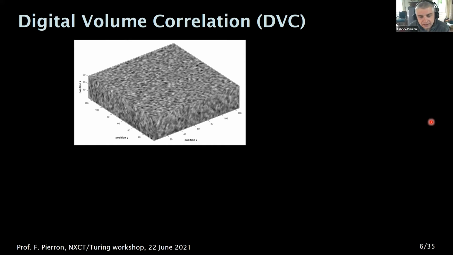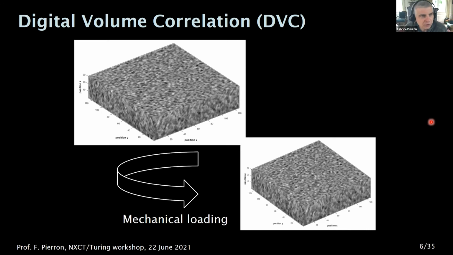And in the late 90s, researchers came up with an extension of a technique called digital image correlation that tracks movements at the surface of solids, an extension to volumes, and that was christened digital volume correlation. Now, if you can imagine, this is the volume before load is applied, then you can apply mechanical loading in situ. There are a number now of in situ loading rigs, and you will get another volume after deformation.